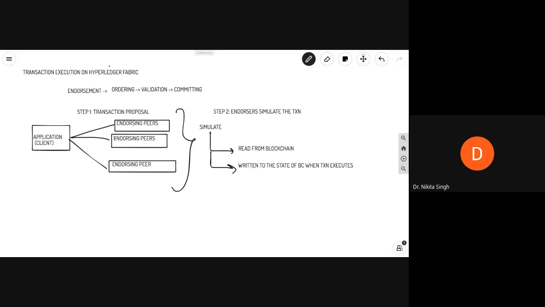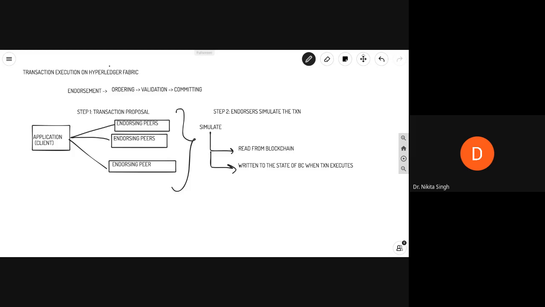Now, a transaction endorsement will result in specifying whether the transaction should be executed or not. So we will have an endorsement policy that will say that if the majority of the endorsing peers want the transaction to be endorsed, then the transaction will be endorsed and executed, otherwise it will not.